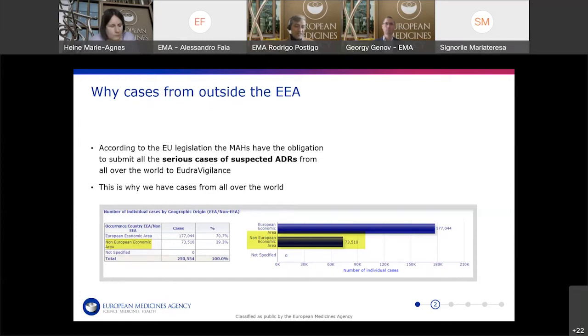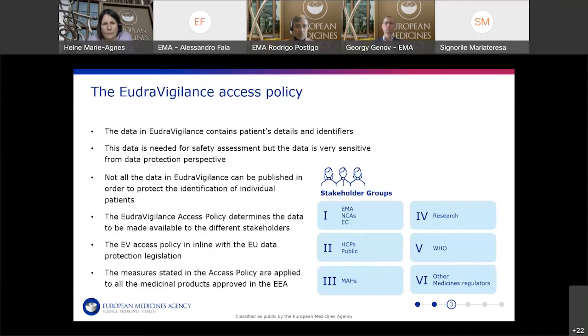So the COVID-19 vaccines are authorized in the European Economic Area, but are also authorized in many countries all over the world. So having those serious cases from all over the world will help us to get more data quickly, and that will enhance the signal detection activities. It is therefore mandated in the legislation that we should have those cases, and this is the reason why we have cases from all over the world. And in the geographic distribution of the ADR website, you can see the number of cases that are coming from the non-European Economic Area jurisdictions.